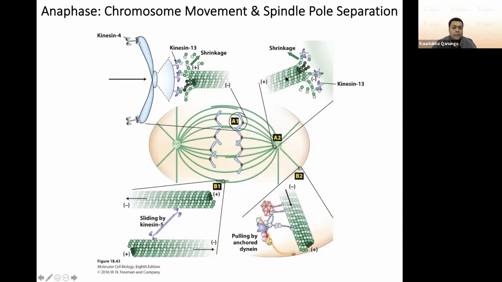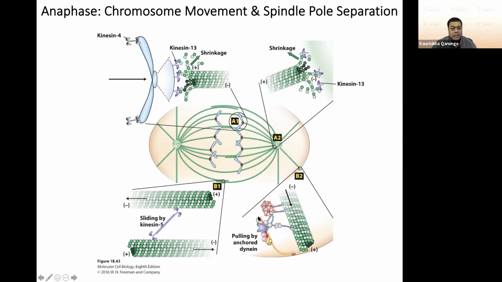So here you can see that there is also shrinkage at the minus end. So at both the plus end as well as the minus end, shrinkage happens, right here as well as right here. And here you can see the polar microtubules, how they are being pushed against each other. Kinesin 5 is a dual-headed motor, so it is pushing this one towards the plus end, and it's also pushing this one towards the plus end. That helps. And of course, there is the pulling by the dynein, which is at the cell periphery, and it's trying to go towards the minus end.